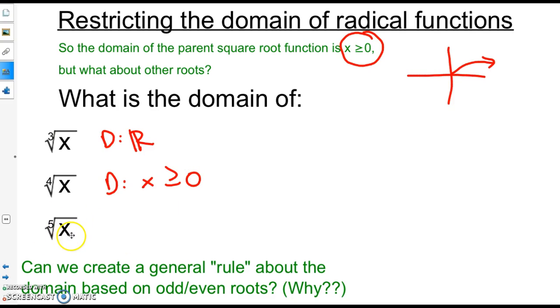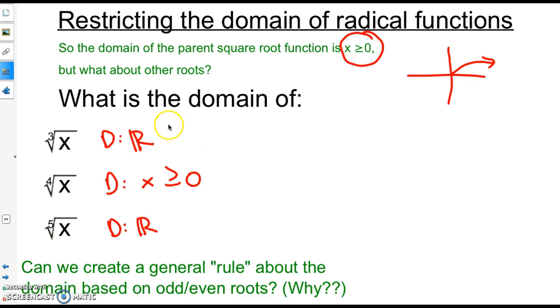So now try it for the fifth root. Again, you can use a -8 or any other negative number. If you type the fifth root of -8 into your calculator, sure, you'll get some decimal number, but it still gives you an answer. That means it's a valid value for x.